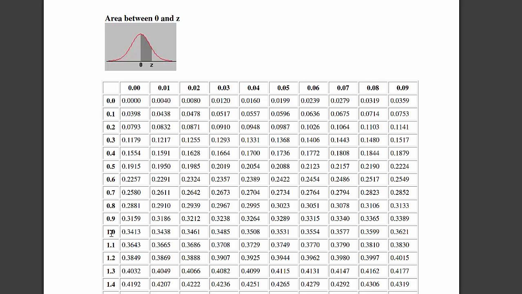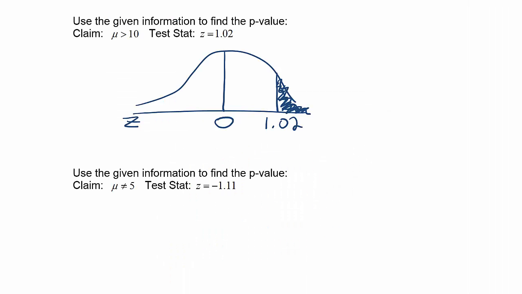So we'll come down here till we see 1.0, and then over to 1.02, and you get the answer 0.3461. So that's the area here, though, 0.3461. We want the area in the tail, and the way you would do that is just take the whole half of the curve's area and subtract off the part we know, 3461, and that'll give us our answer.